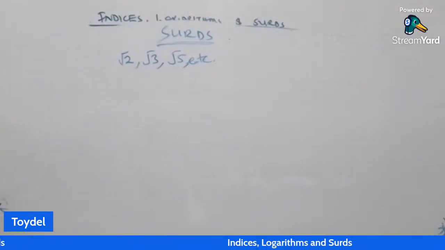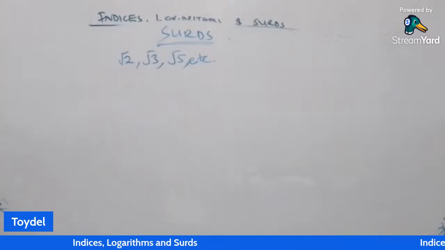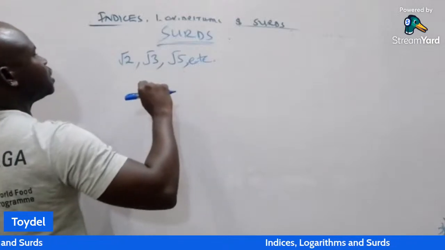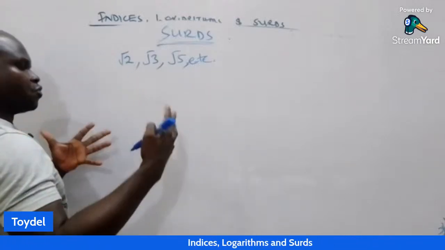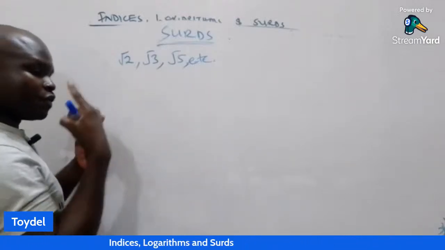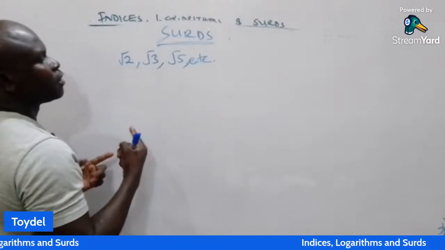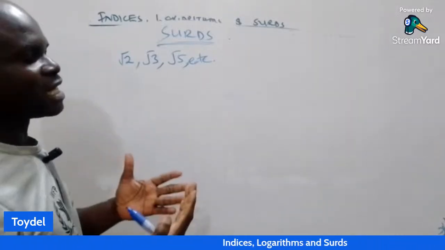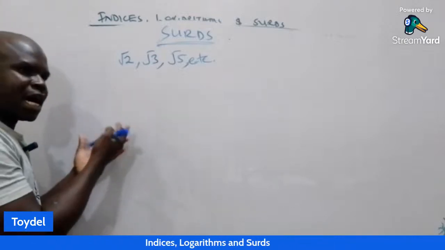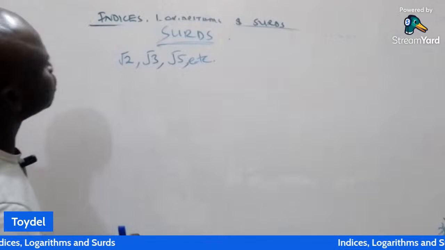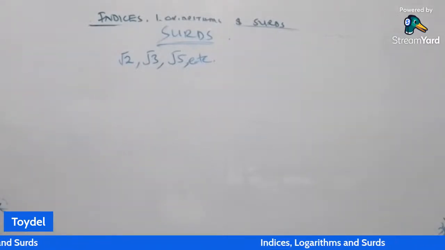We should note that if you are given any question on surds, it is expected that we break the question into two and make sure that one of the values that we have is a perfect square. What do I mean by perfect square? A perfect square is a number whose square root is equal to a whole number. This is just an example of a surd.